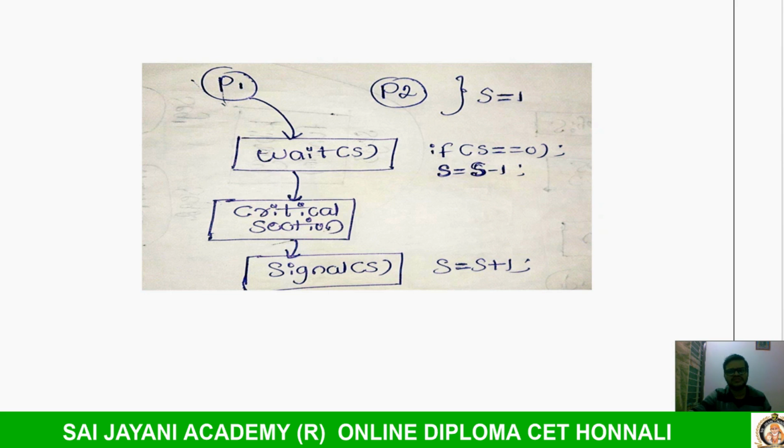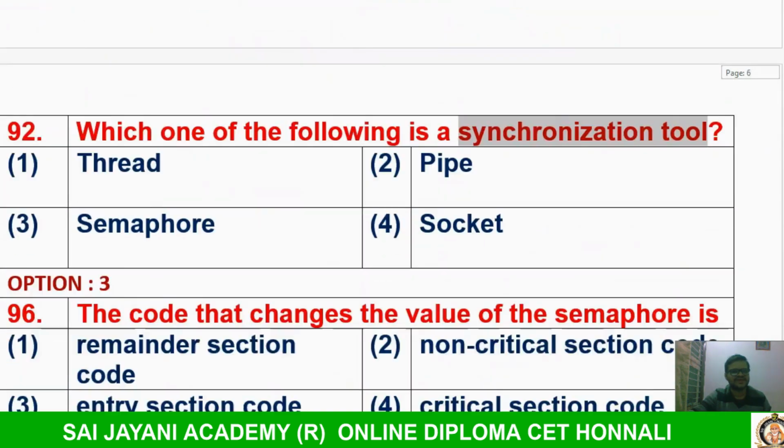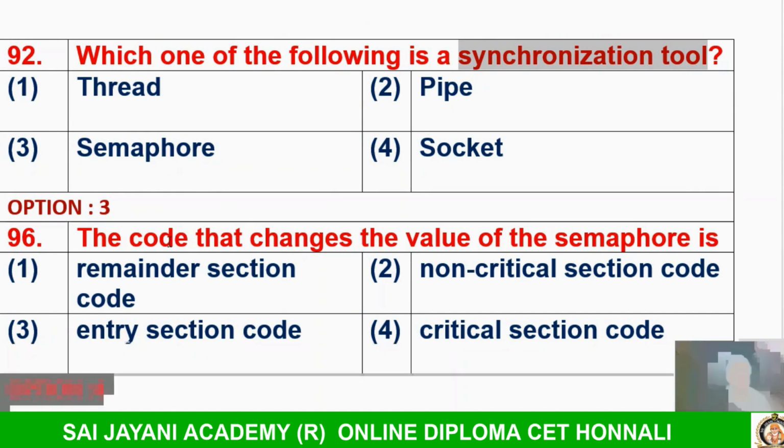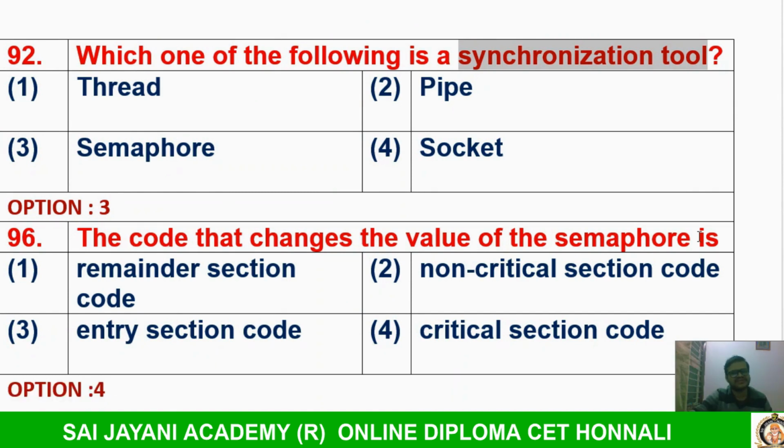So for question number 92, that is, which one of the following is the synchronization tool? That is the semaphore. That is option number 3. Similarly, for question number 96, the code that changes the value of the semaphore is, that is the option number 4. Critical section code is the right answer.